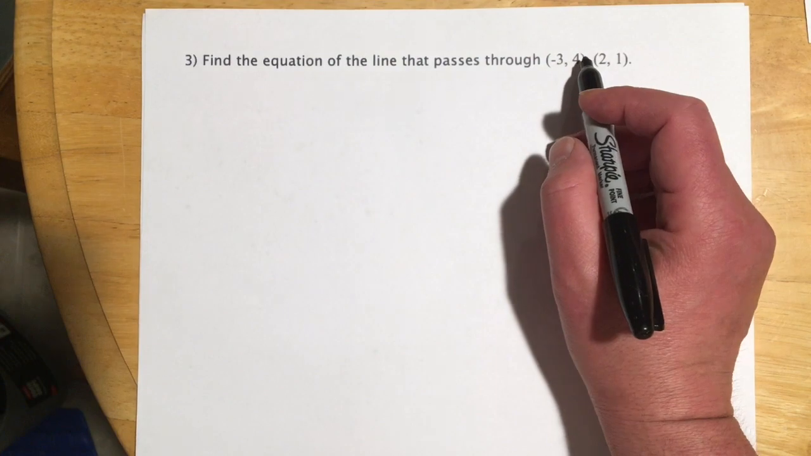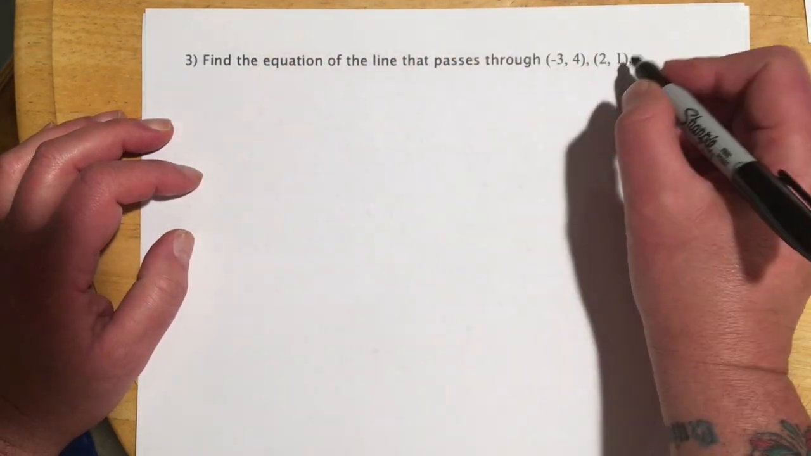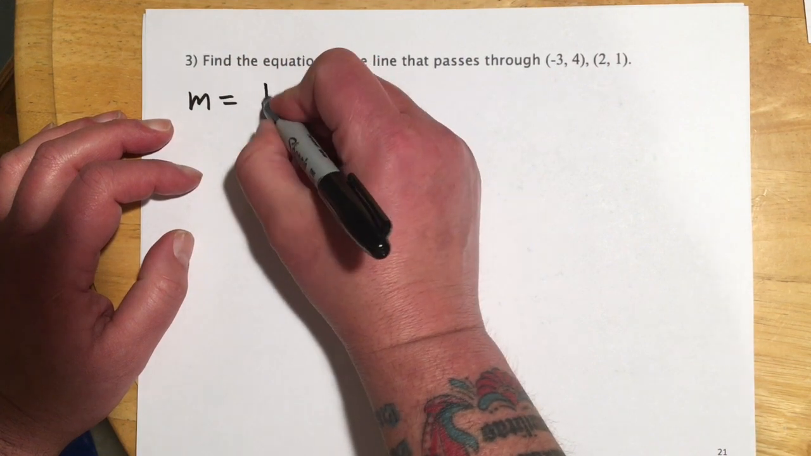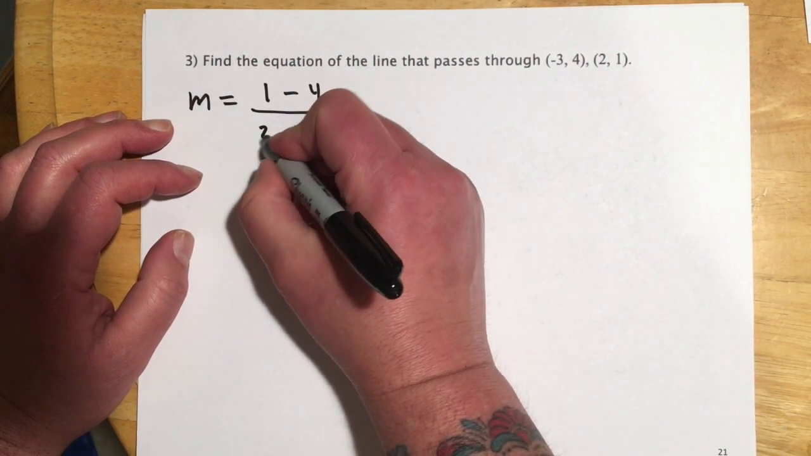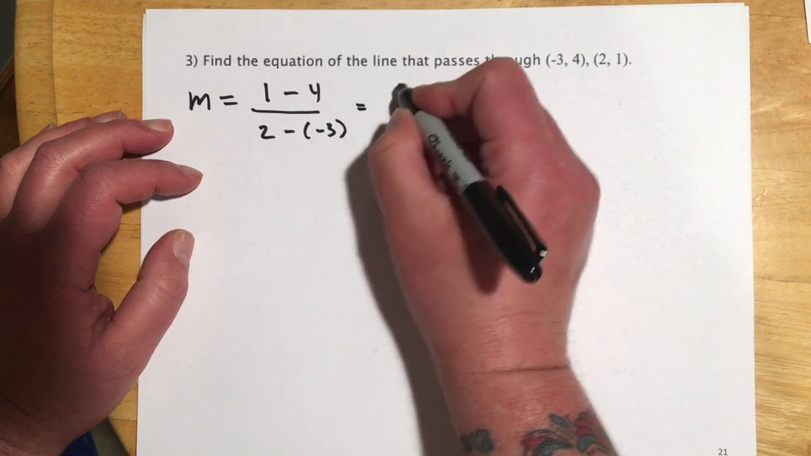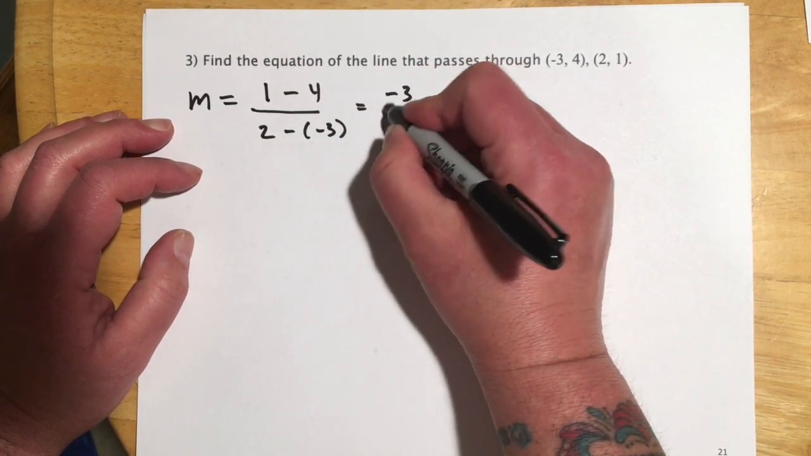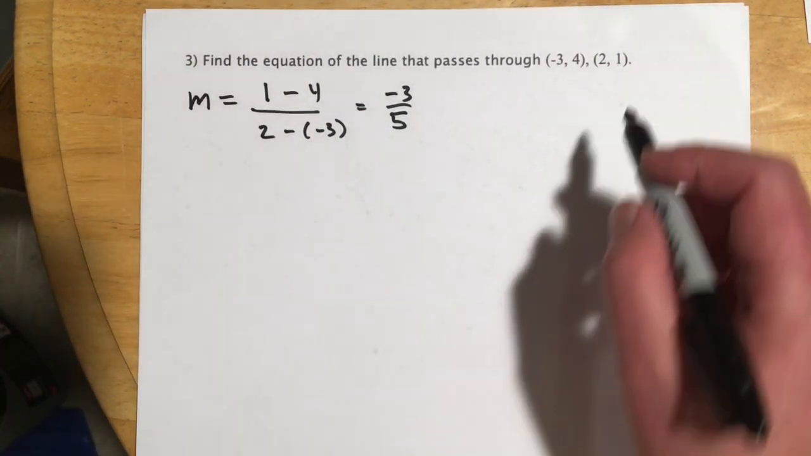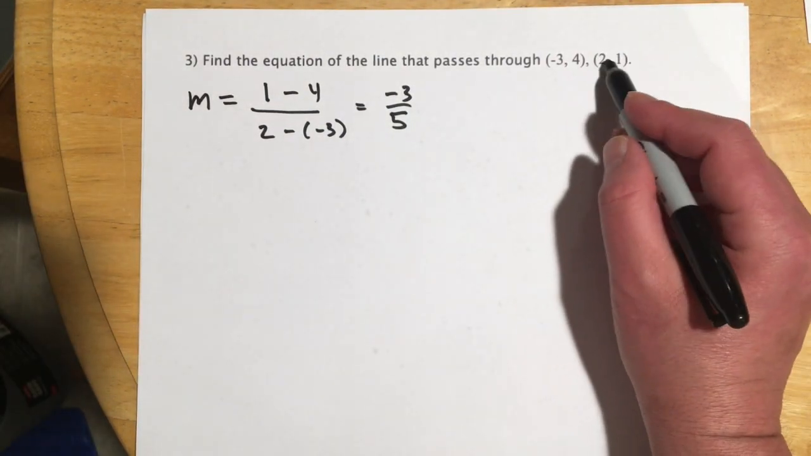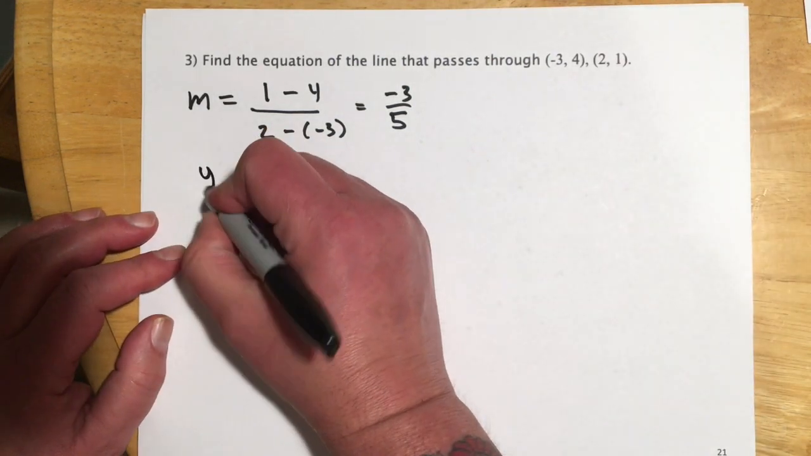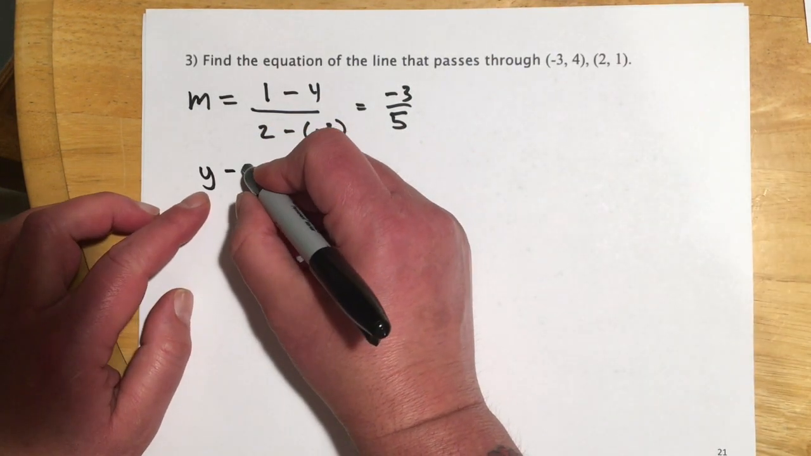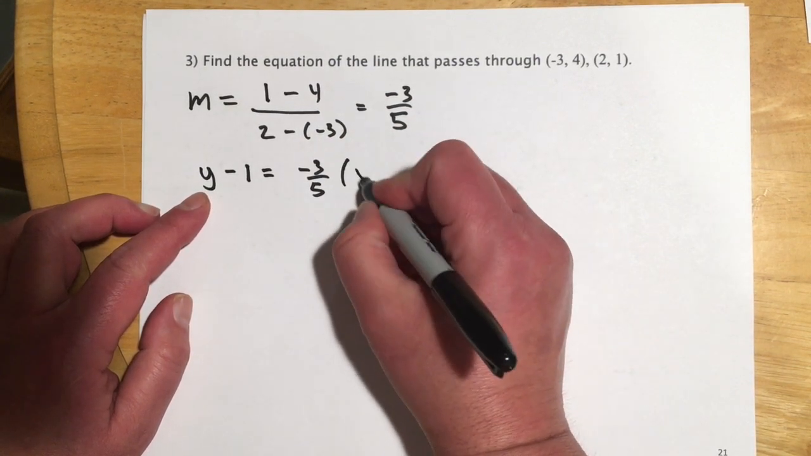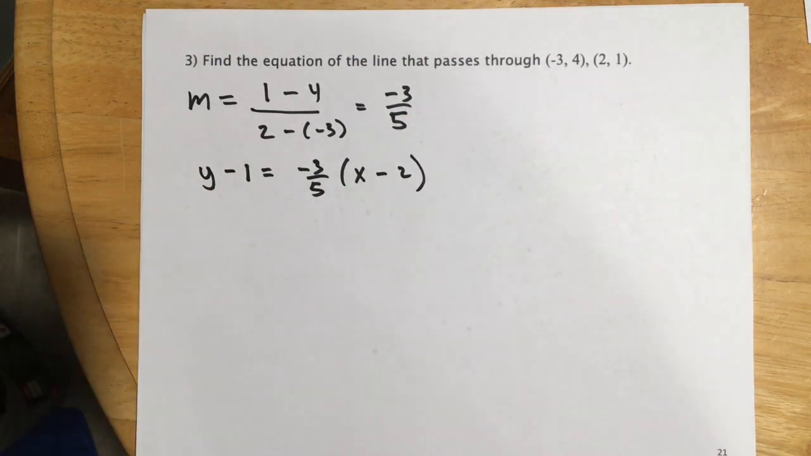For number 3, we're not given the slope, but we're given 2 points, so we can do our y2 minus y1 over x2 minus x1. So m equals 1 minus 4 over 2 minus a negative 3. So 1 minus 4, negative 3, and then 5ths. So that's our slope. And then I'll just take one of these points, I'll take the 2, 1, just because it looks slightly easier, and plug into our point slope formula. So y minus 1 equals negative 3/5, and then x minus 2.